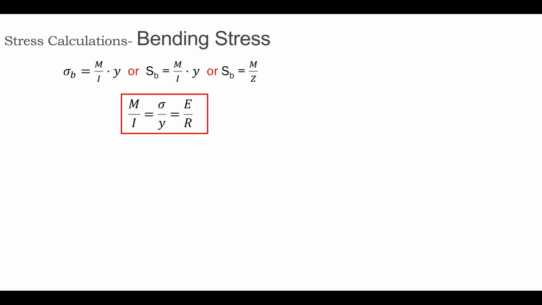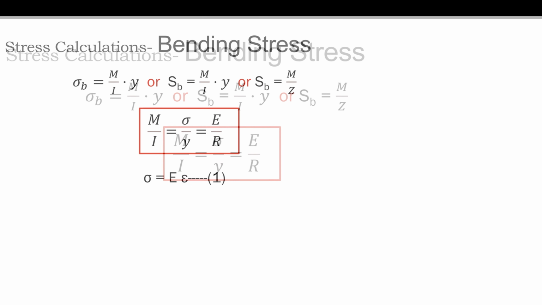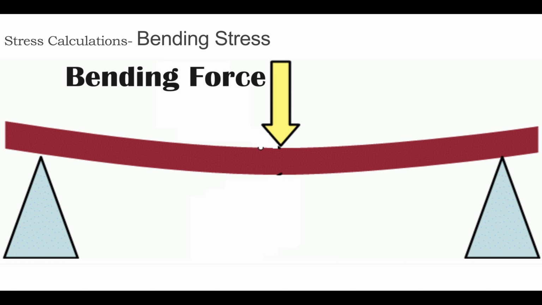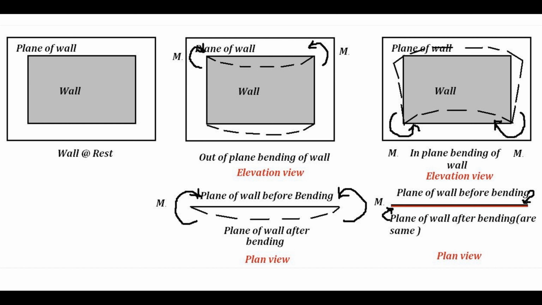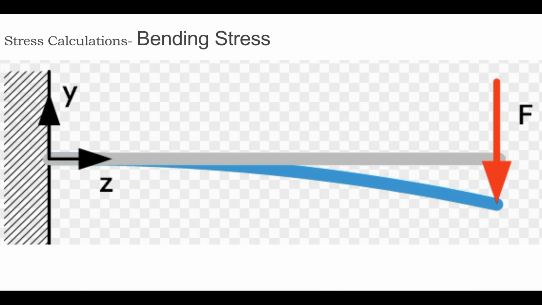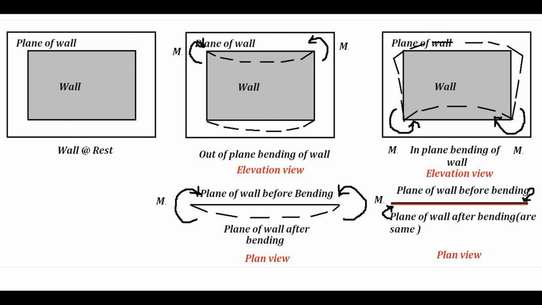It is extracted from this formula: M over I is equal to sigma over Y is equal to E over R. Let's calculate how we have derived this formula. When load acts in a plane normal to the axis of the pipe, bending stresses are developed in the pipe. The bending moment acting in the plane of the pipe is called the in-plane bending moment, and the stress developed due to it is called in-plane bending stress, which is SB. Similarly, a bending moment acting perpendicular to the plane of the pipe is called the out-of-plane bending moment, and the stress developed due to it is called the out-of-plane bending stress.